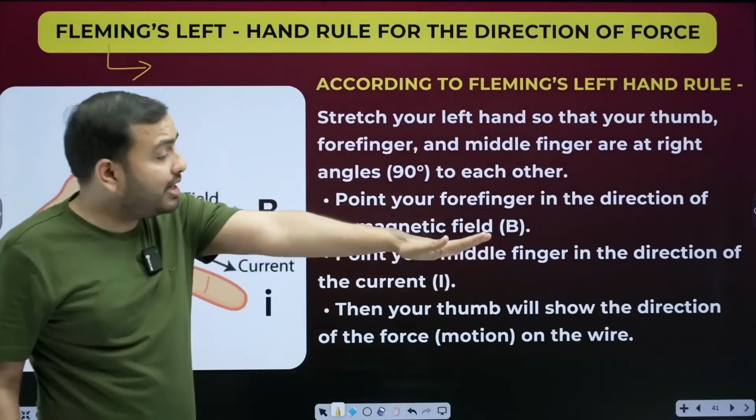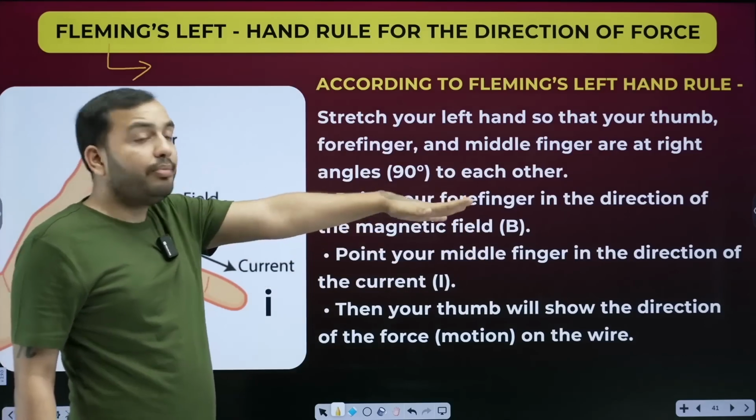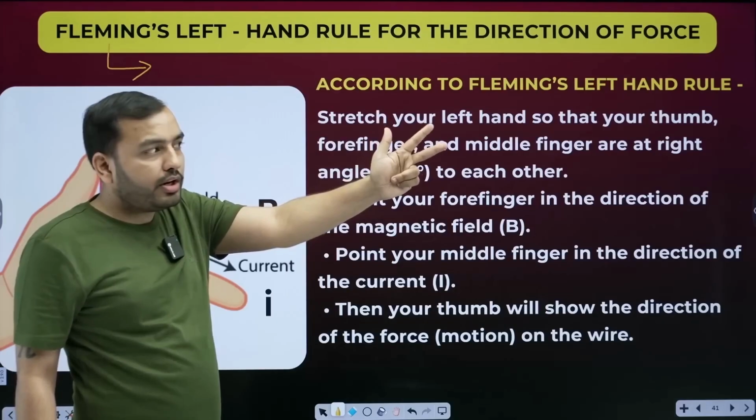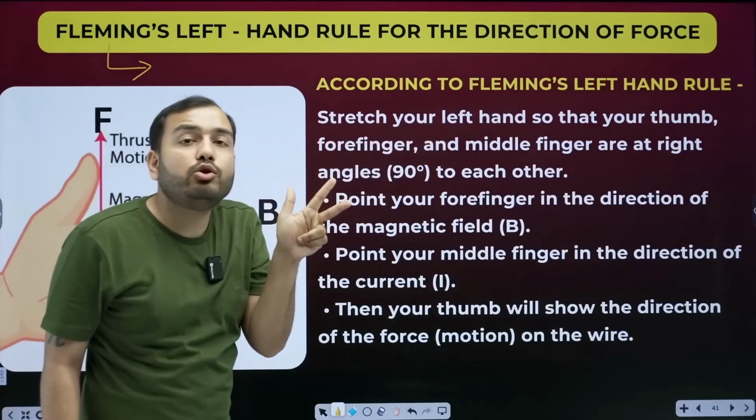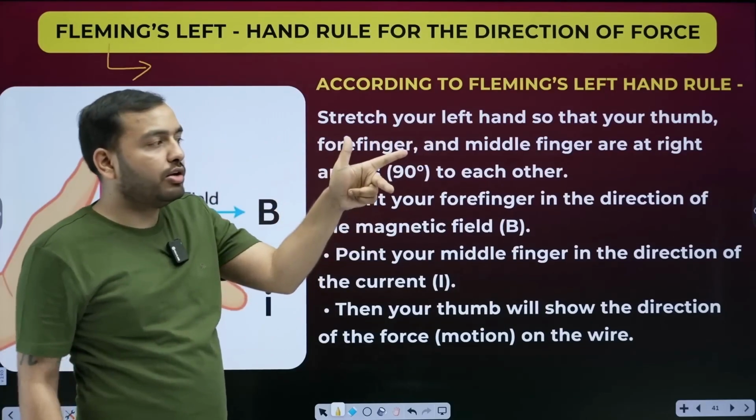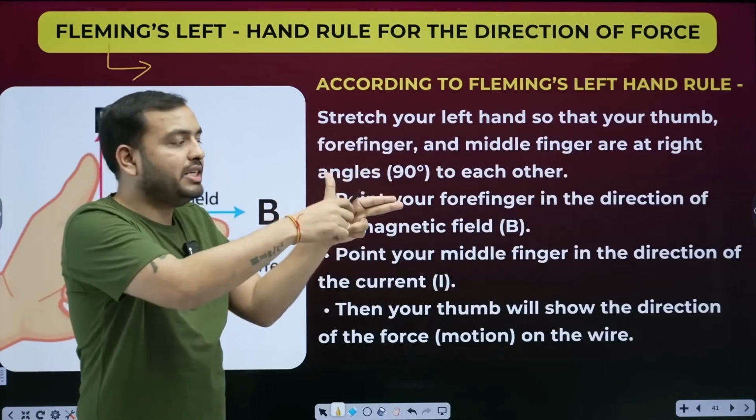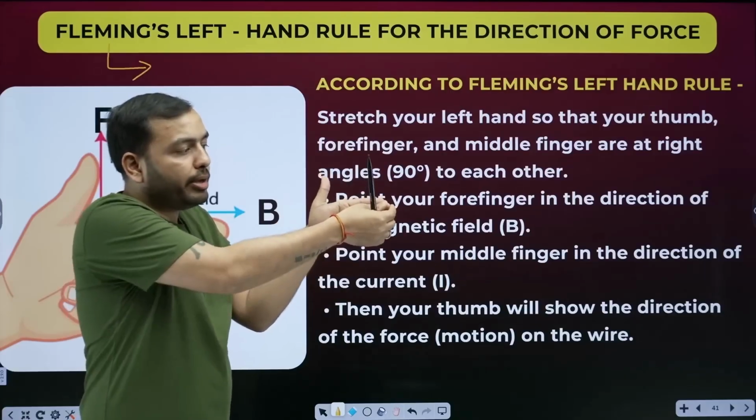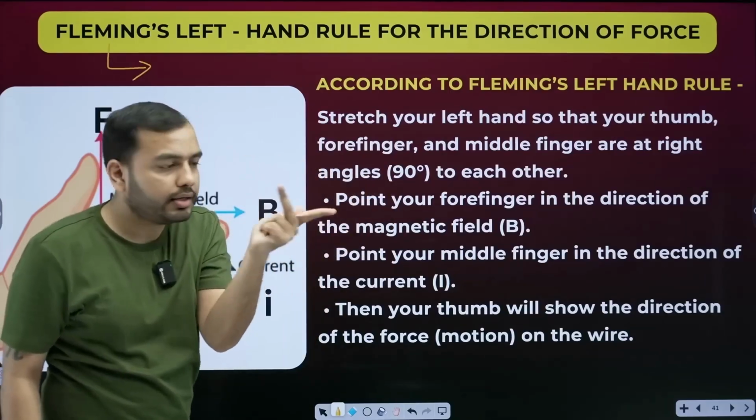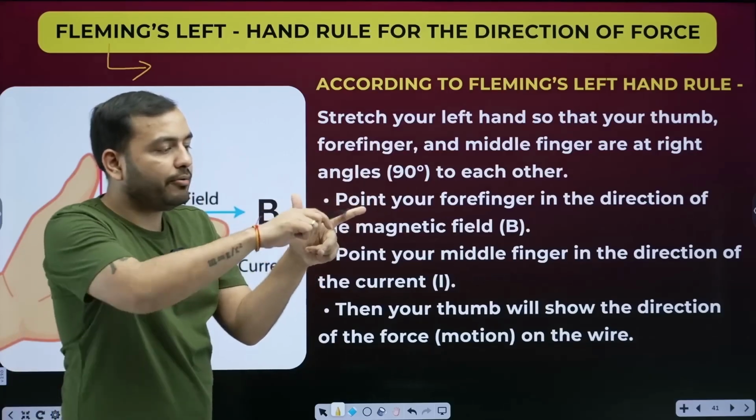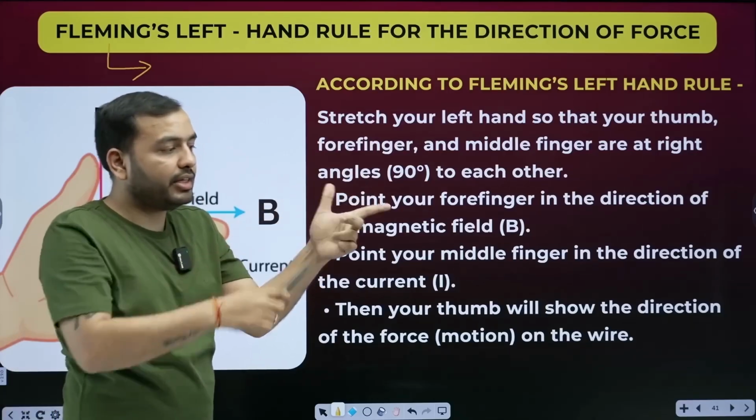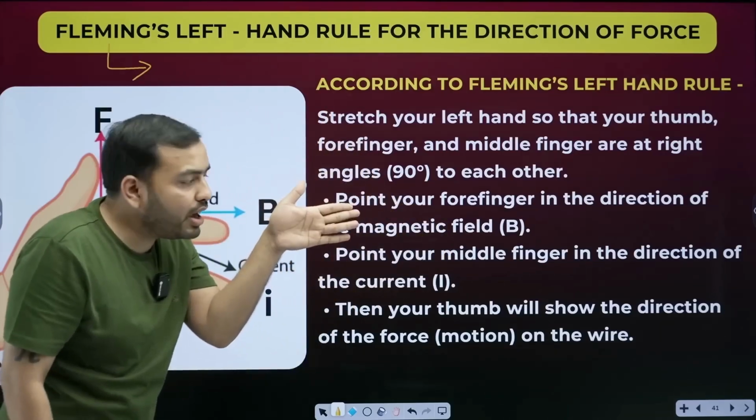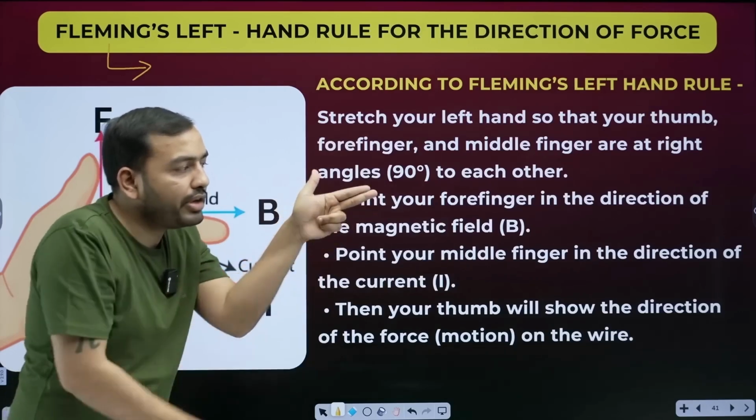What do we do? You have to take out your left hand. Children face a lot of difficulty in this, so we will tell a shortcut. Make your thumb, forefinger and middle finger mutually perpendicular. These two are already visible at 90 degrees. Bend the middle finger like this, and all three are at 90 degrees to each other. Make it again: there are five fingers, close the other two, and keep the thumb, forefinger and middle finger. Is a gun formed like this?